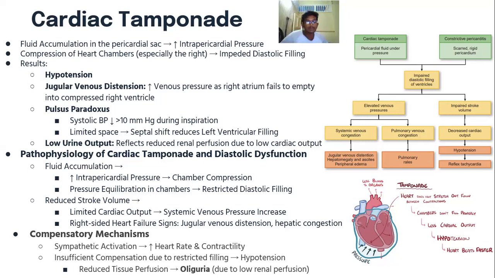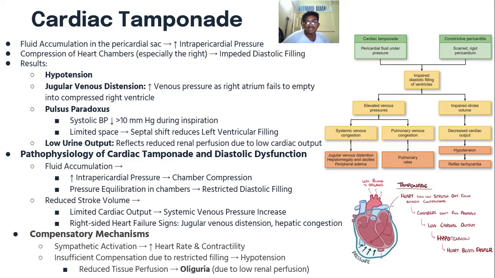Now, what does the body do to compensate for this? The body initially responds to the reduced cardiac output with compensatory mechanisms, including sympathetic nervous system activation. This response increases heart rate and contractility in an attempt to maintain adequate tissue perfusion. However, the restricted ventricular filling means these compensations are insufficient, leading to hypotension. As blood flow to the tissues declines, systemic hypoperfusion occurs, impairing oxygen delivery to vital organs and contributing to symptoms of shock in severe cases.